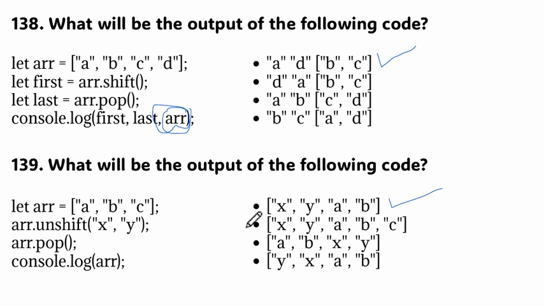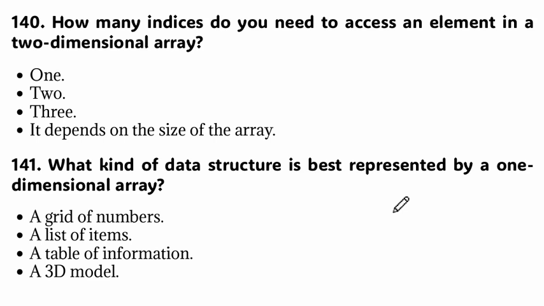Unshift is used to add the X and Y strings at the start of the array. So the first one is the correct part.